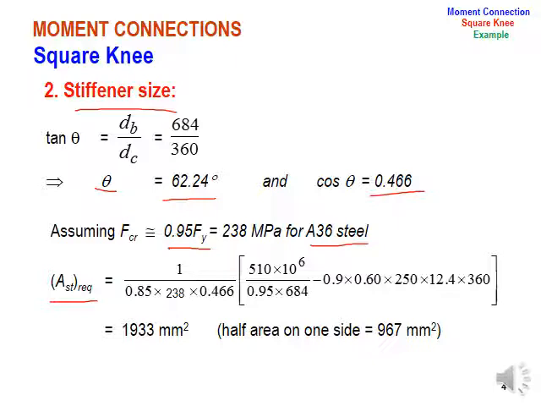That will be equal to that particular formula we have already discussed in lecture number 1 for the moment connection. By inputting the value of tw, the given one, that we are providing, that will be 12.4, you finally get the area of the stiffener equal to 1933. So this 1933 is the area of both of the stiffeners required. You have to take half of it, to be provided on one side. So it will be 967 millimeter square.